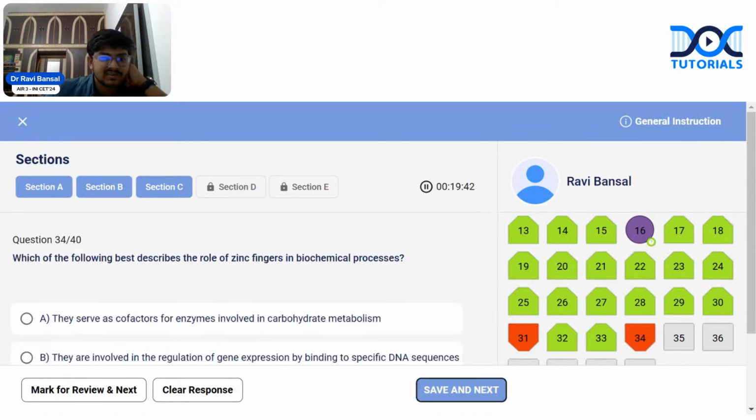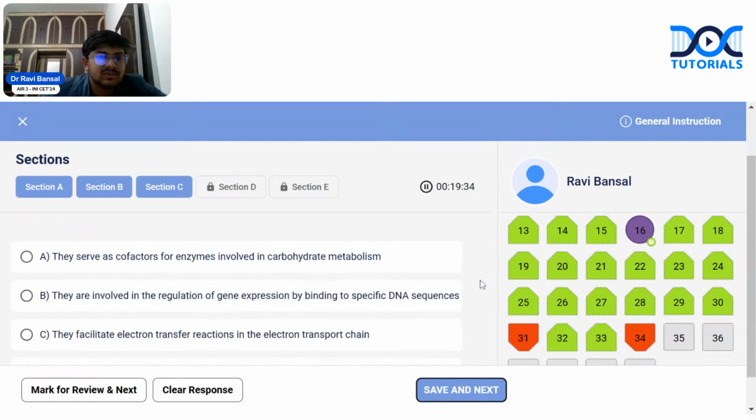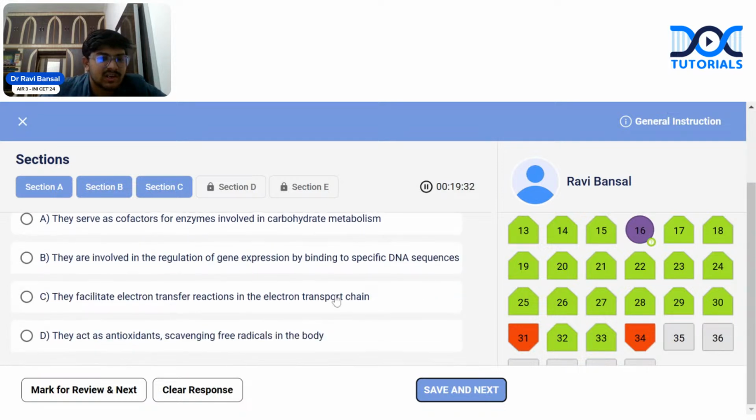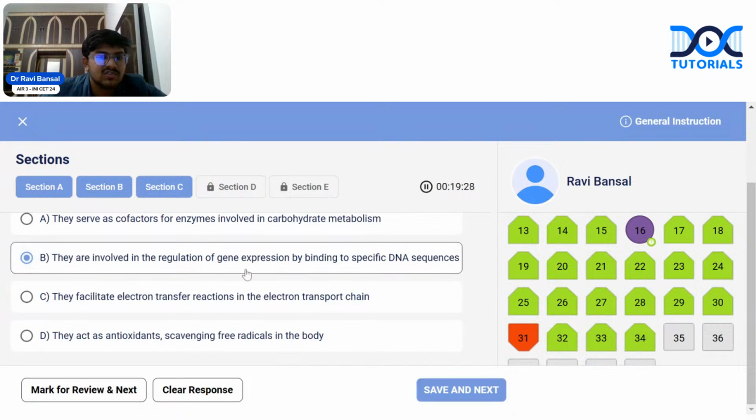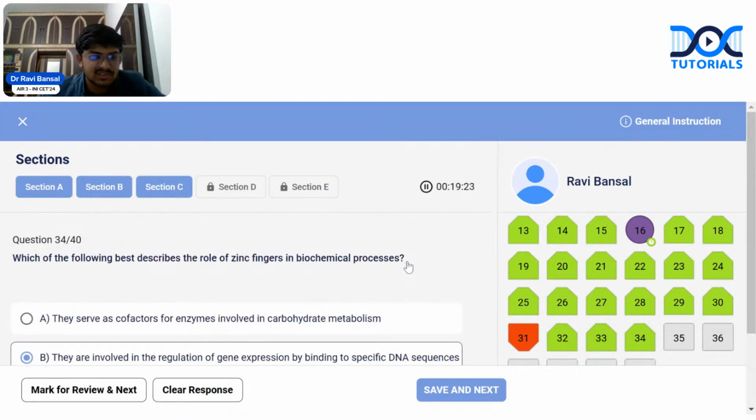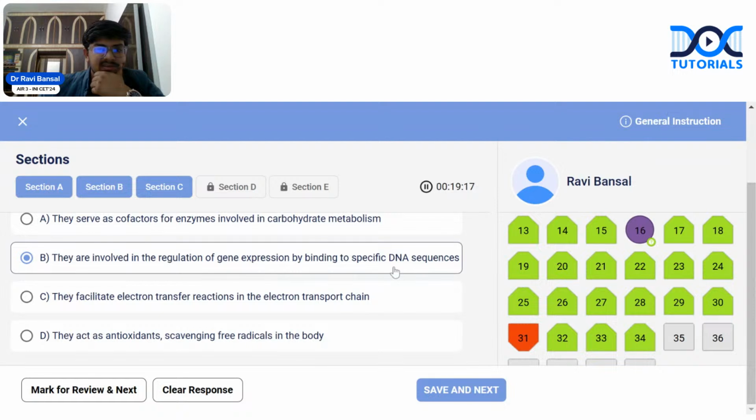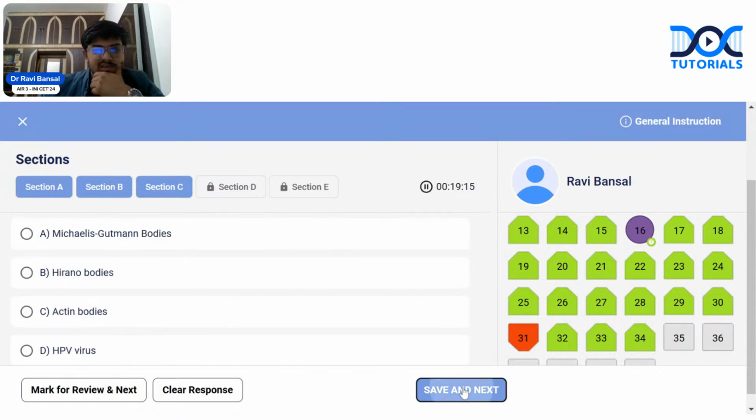Which of the following best describes the role of zinc fingers in biochemical process? So zinc fingers are actually related to DNA. So no carb metabolism, no electron transport chain, no antioxidant. They are involved in the regulation of gene expression by binding to DNA sequence. So even if you just know that zinc fingers are involved in DNA, like we read in biochemistry genetics, you can attempt the question.